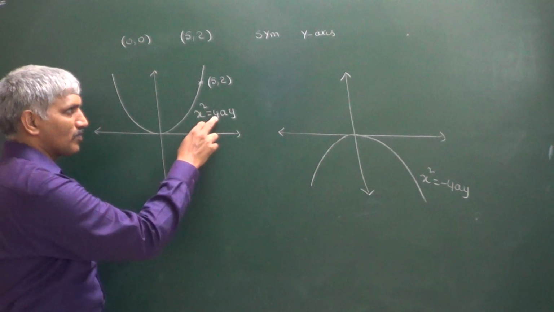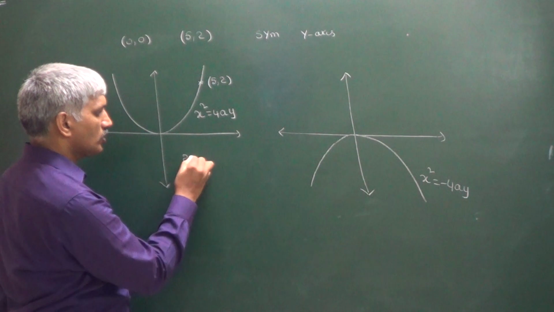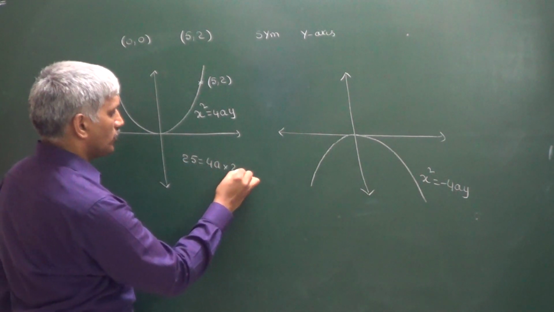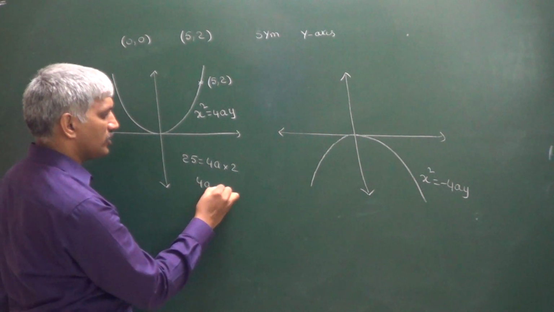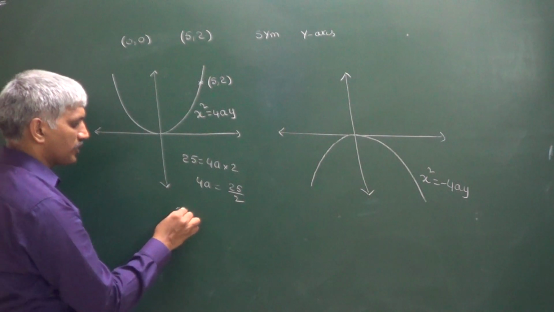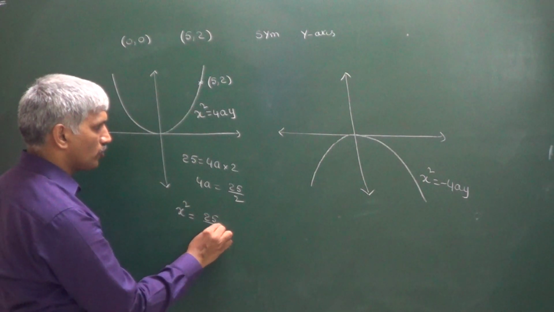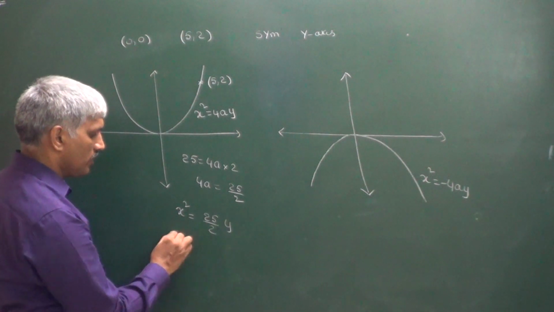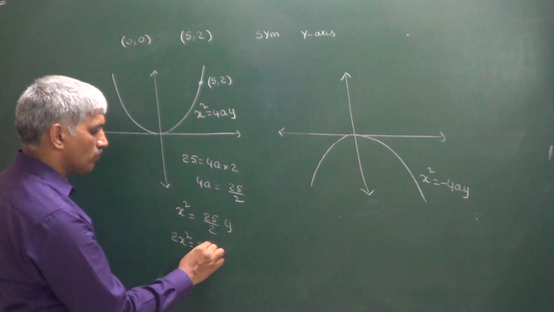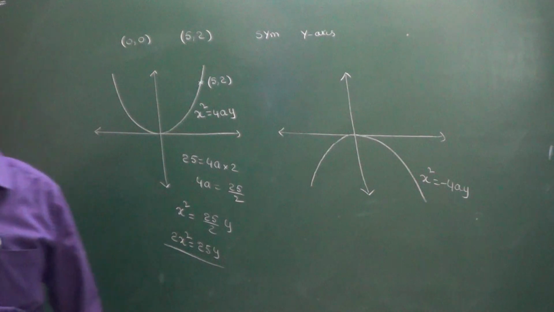Because the parabola is passing through the point (5, 2), I can write 25 equals 4a into 2. Therefore we get 4a equals 25 divided by 2. The required equation of the parabola is x square equals 25 by 2 into y. Therefore we get 2x square equals 25y. That is the equation of the parabola, right?